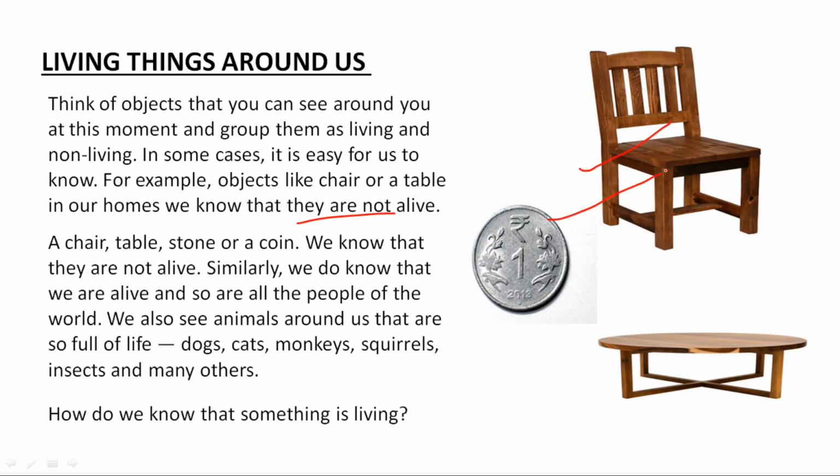That's why we call them non-living. But we can see dogs, cats, monkeys, squirrels, insects and many others. Those are living. Why are you calling them living? Because they are moving. How do we know that something is living? These are non-living because they are not moving, and these are living because they are moving.